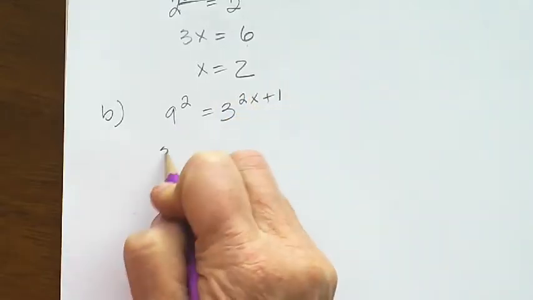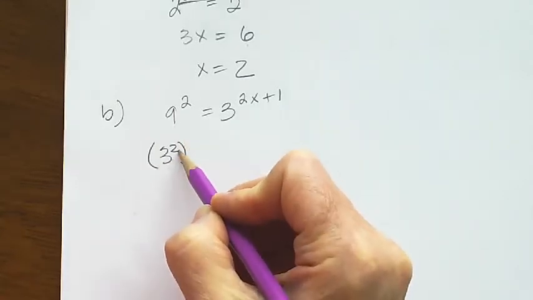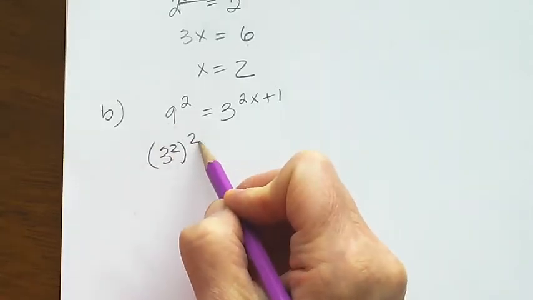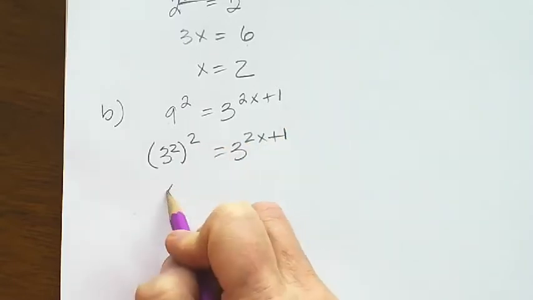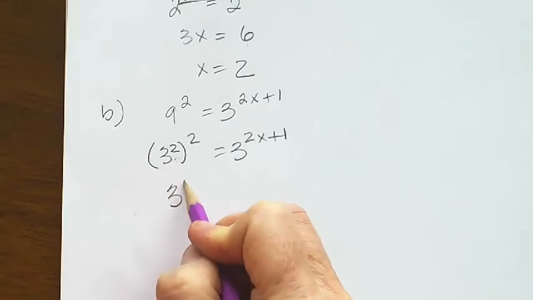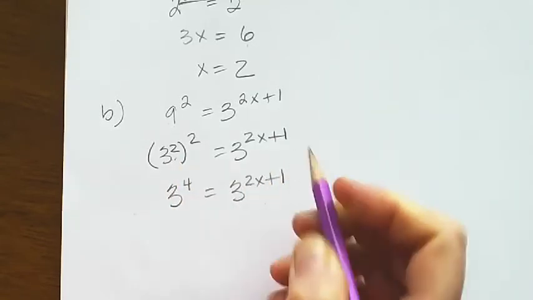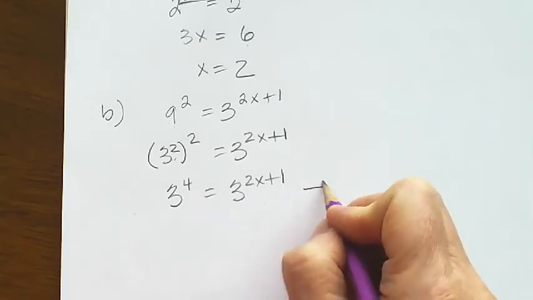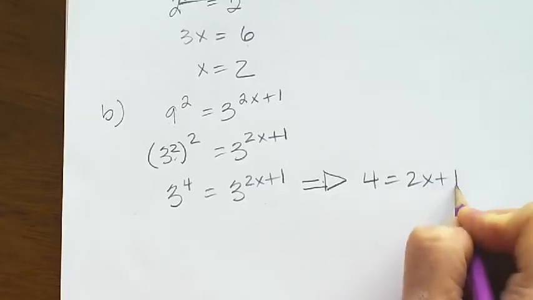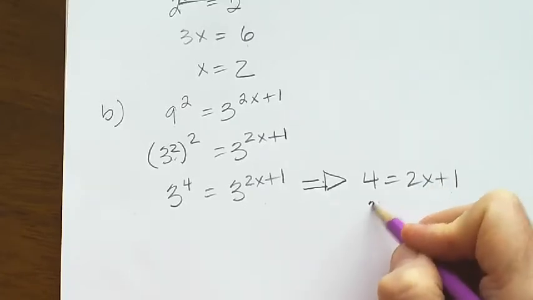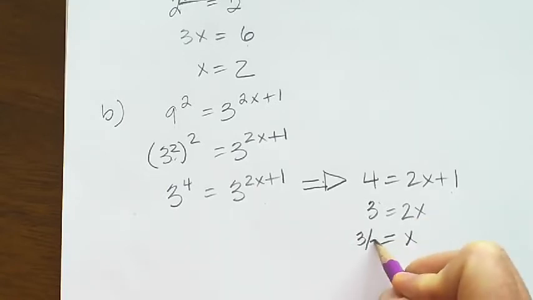So 9 is 3 to the second power. So we have 3 to the second power, for 9, raised to the second power, equals 3 to the 2x plus 1. So that means 3 to the fourth power equals 3 to the 2x plus 1, which means 4 equals 2x plus 1. Solve for x, subtract 1 from both sides, divide by 2, so x is 3 over 2.